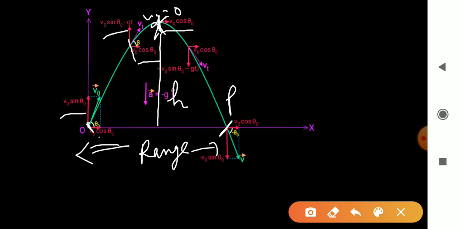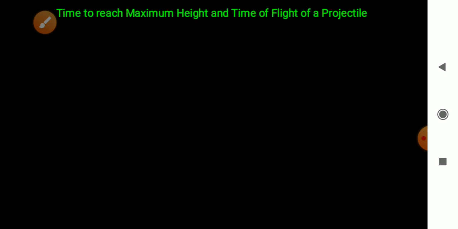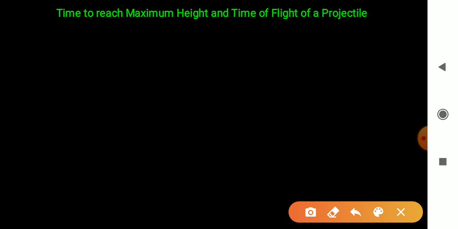Right? So let's derive time of flight, range of projectile and maximum height one by one. Time to reach maximum height and time of flight. As we have discussed, when the object reaches its maximum point, at that point Vy is 0. Right? Vy is 0.